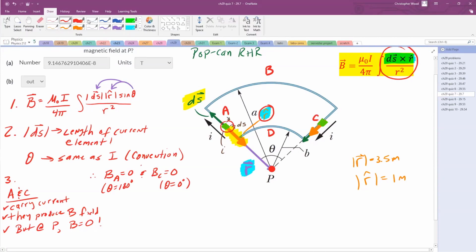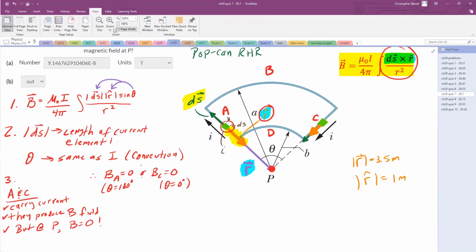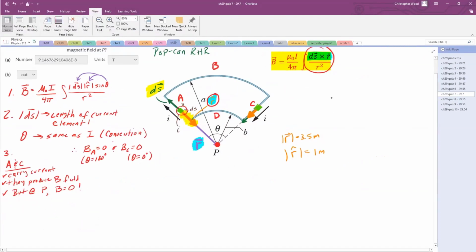Now let's talk about segment B. So number 4. Let's look at segment B. The magnetic field produced by segment B, I'll subscript it like this. The magnetic field produced at point P due to the current flowing through segment B is equal to, once again, B, mu naught times I, and I is the same everywhere, all over 4 pi.